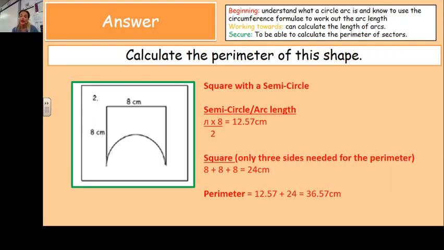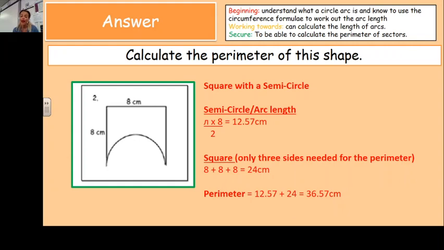Okay, so the next one then, let's have a look at that in some more detail. So what we've got here is a square again, which we know because the 2 sides are the same. And we've got a semicircle which is cut into that shape. So if we look at working out the arc length first of the semicircle, pi times diameter, the diameter is 8, divided by 2, gets us that arc length, that curved section, of 12.57, okay?